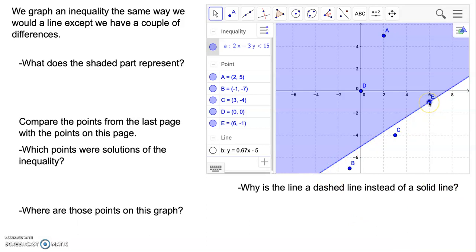I want you to think about the solution on E. Was point E at (6, -1) a solution? Did it make the inequality true? Well, no, you got 15 is less than 15, and 15 is equal to 15, not less than. So the point on the line was not a solution. That's why our line is dashed, because the points on the line here are not going to be solutions.